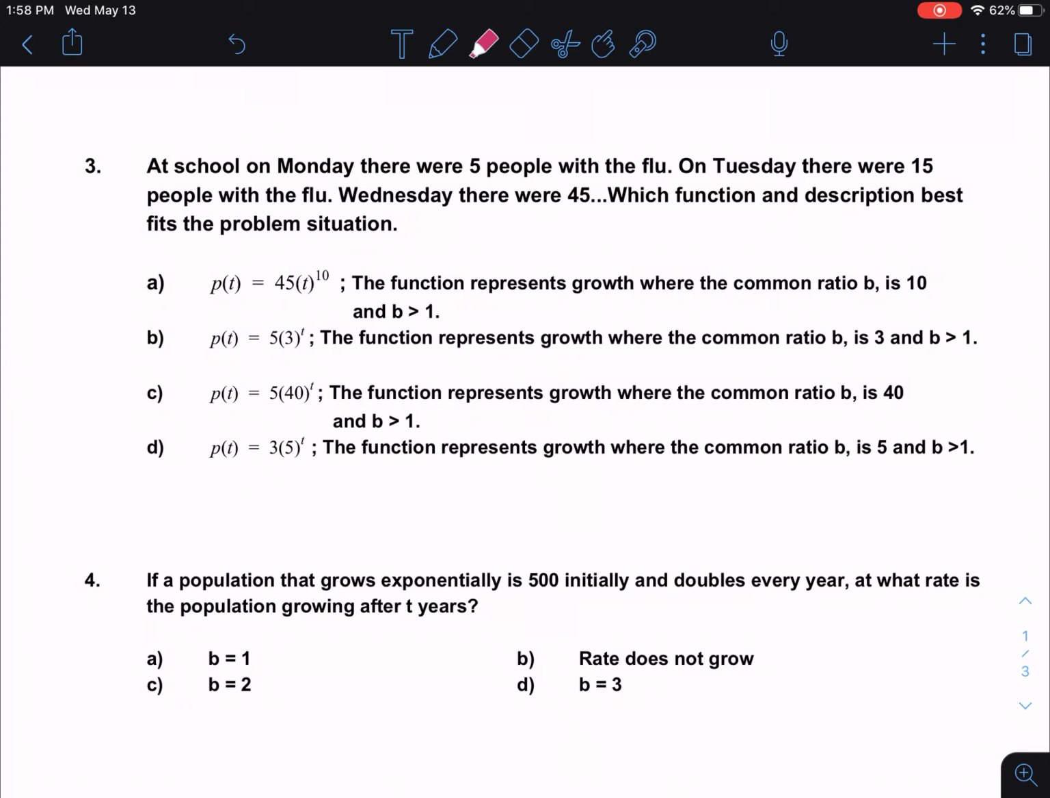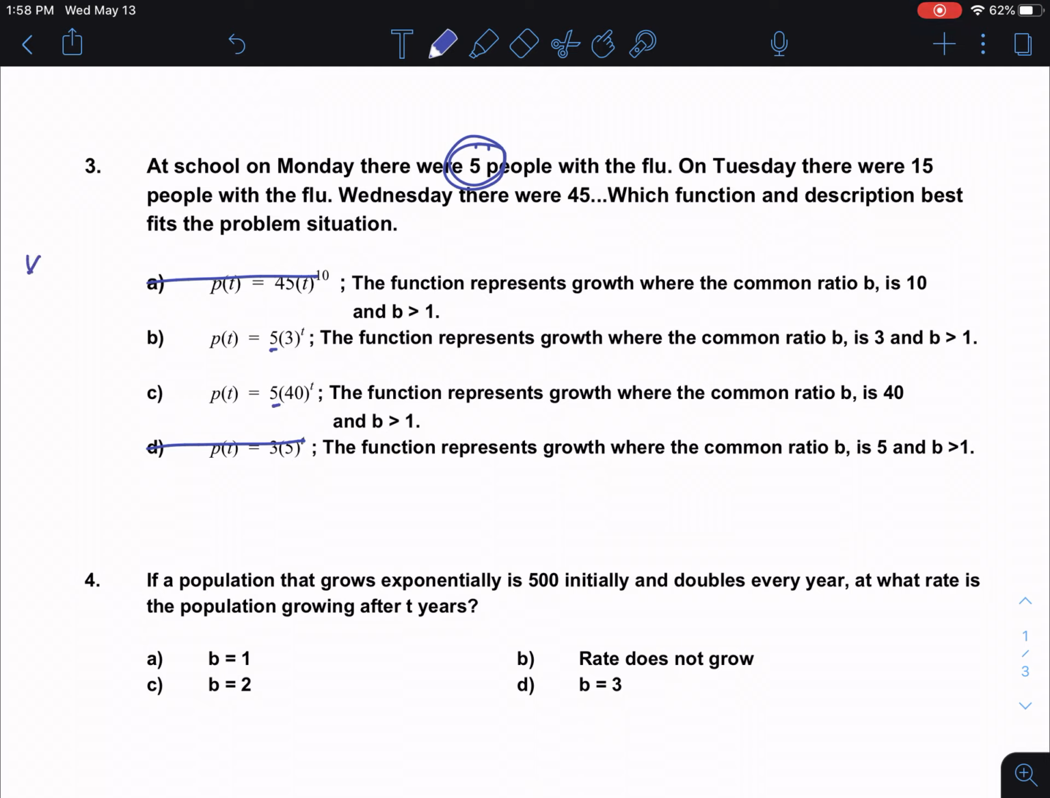Number 3, on Monday, there were 5 people with the flu. On Tuesday, there were 15. On Wednesday, there were 45. Which function and description best fits the problem? So, on the first day, there were 5 people. That's your initial value outside of the parentheses. So it's not D and it's not A. We have a 5 here and a 5 there.